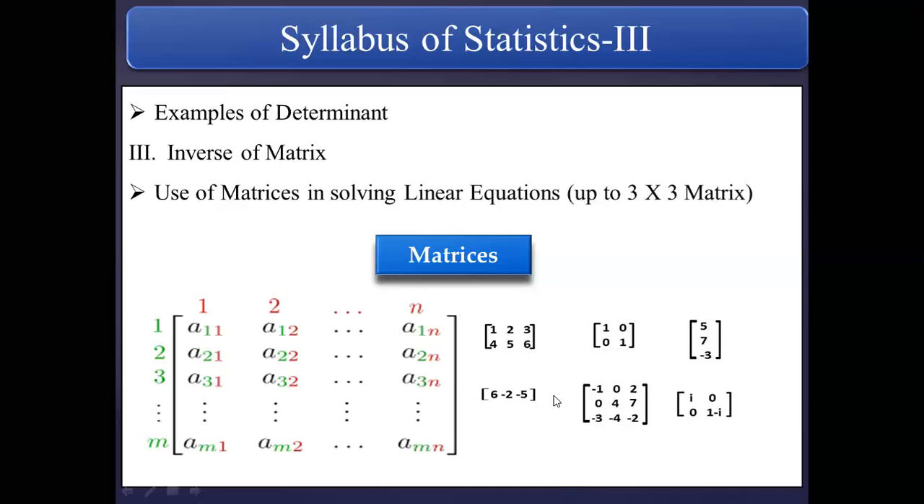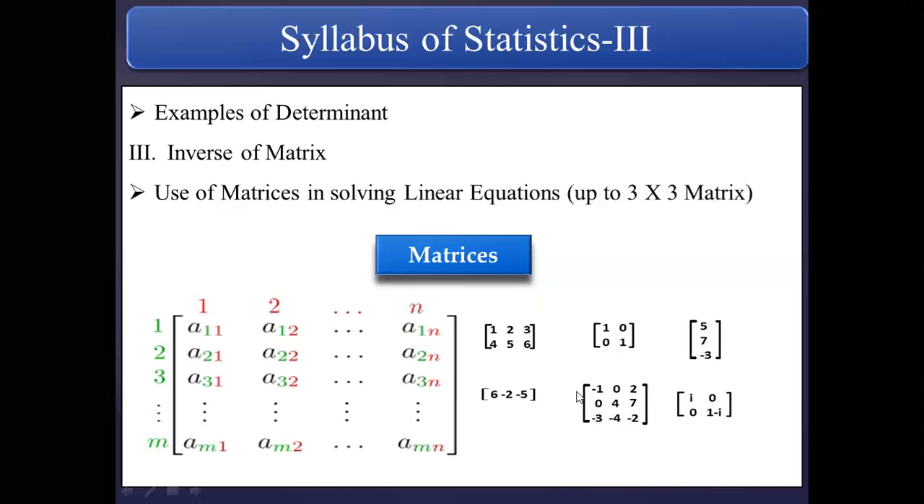Here, horizontally, we have only 1 row, but vertically, we have 3 columns, 1, 2, 3. So this is the matrix of order 1 by 3. And this is 3 by 1. Now, look at this matrix. What's the order of this matrix?